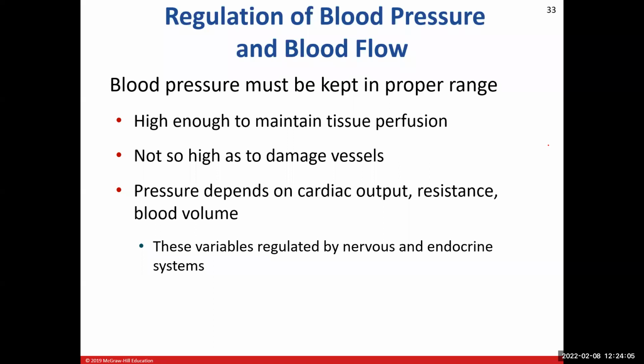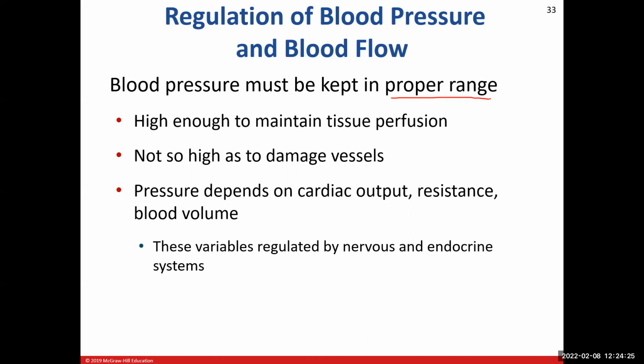All right, so how do we regulate blood pressure? Obviously, back in chapter 1, we learned about homeostasis, optimal performance, that quote unquote healthy zone that we want to be in. Well, we want to keep our blood pressure within a certain range.